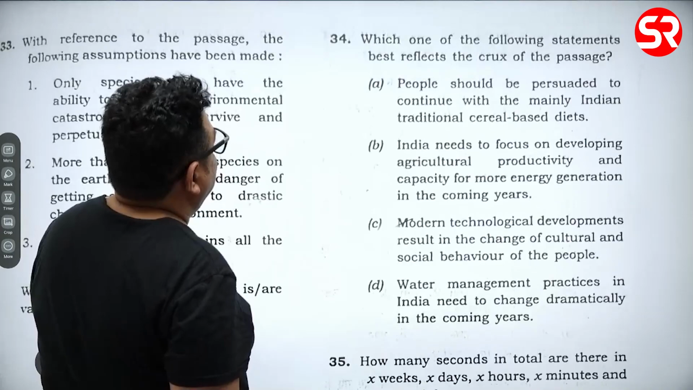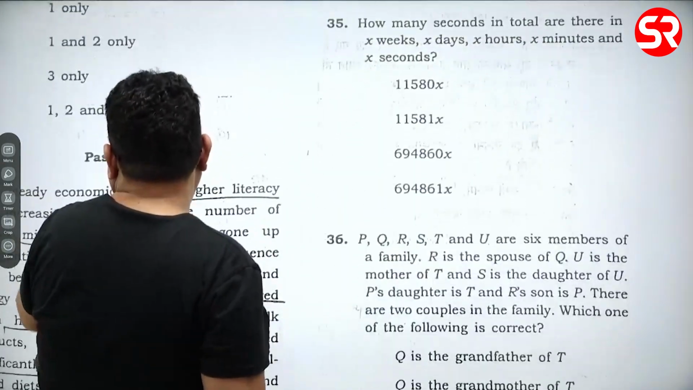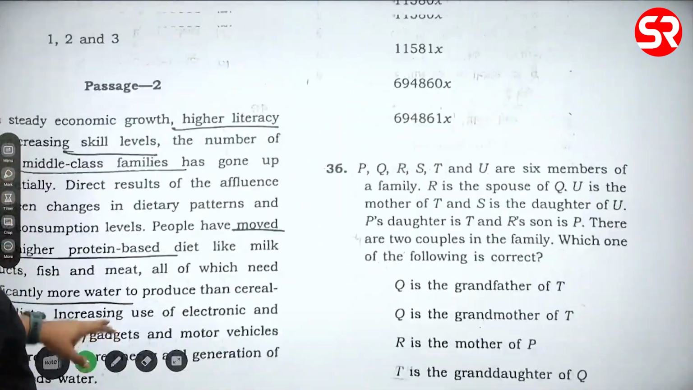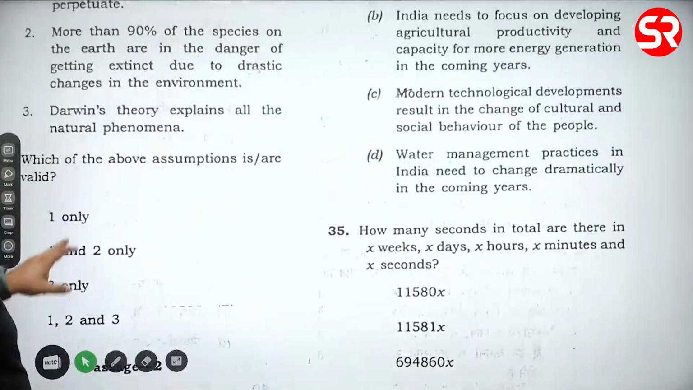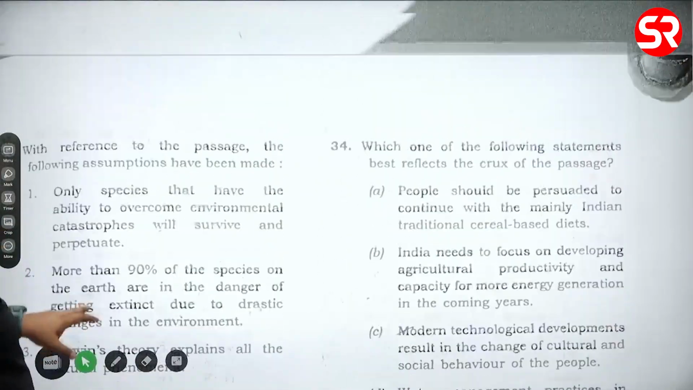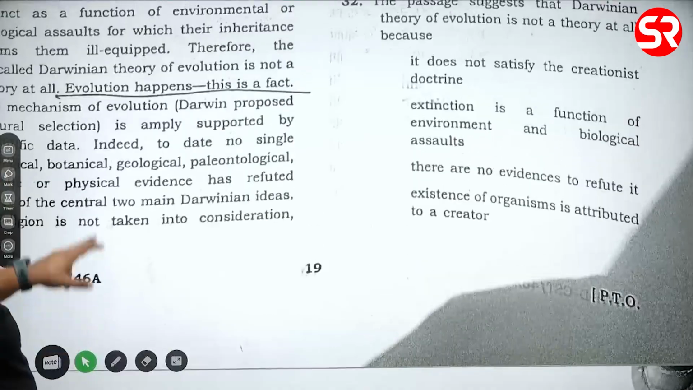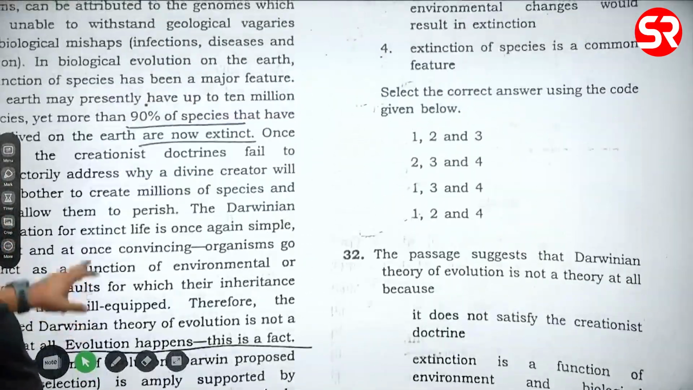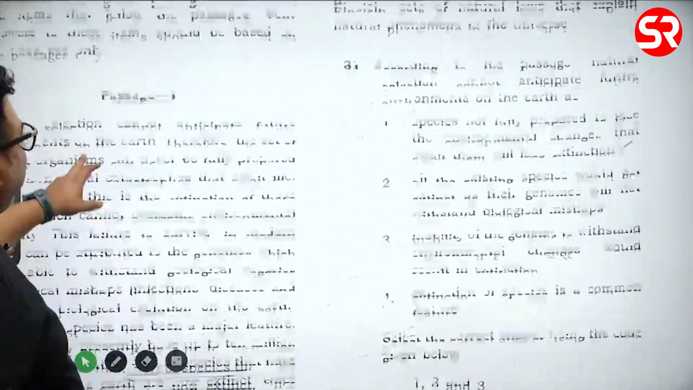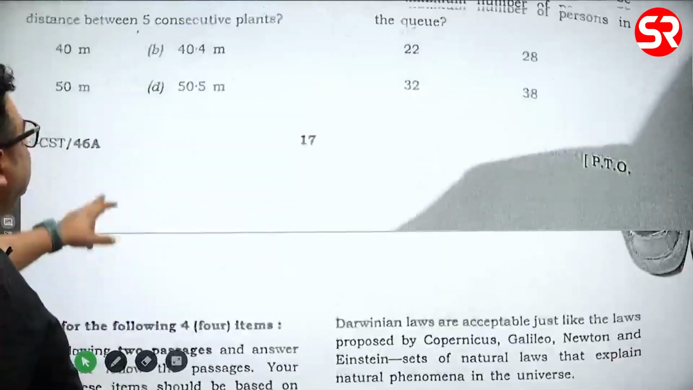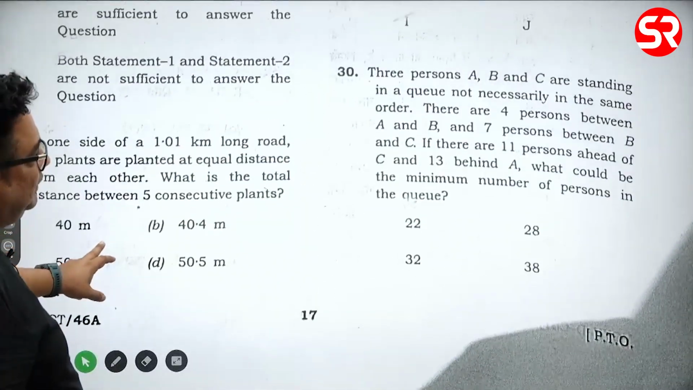Then 34 gone. Passage is there, I think. Passage, let it pass through. Passage, and here comes.